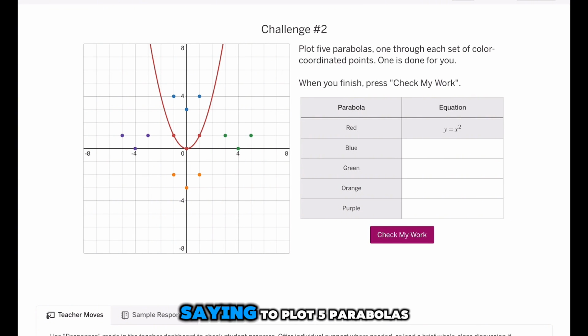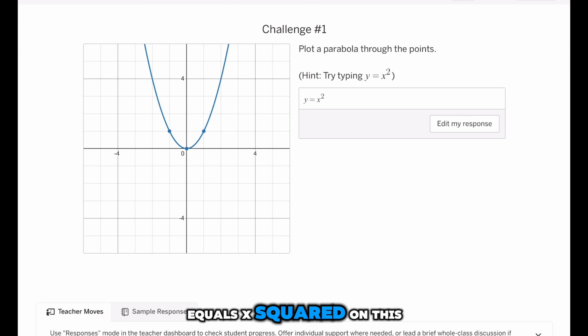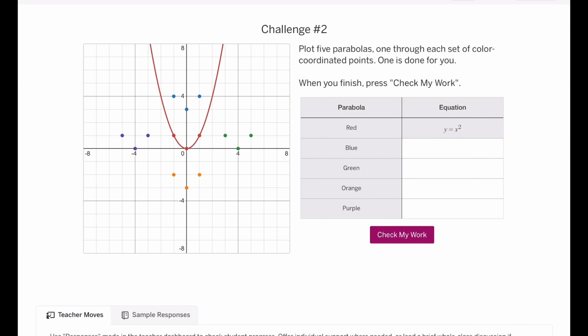So now this one is saying to plot 5 parabolas. Again, these are quadratic functions. And then you're going to plot the 5 parabolas, one through each set of color coordinated points. Now I'm going to show you one of each. So right now you see y equals x squared, just like you see y equals x squared on this screen. And so what is going to happen to the y equals x squared?